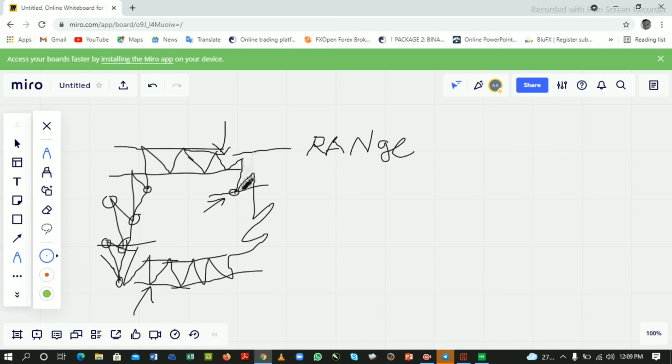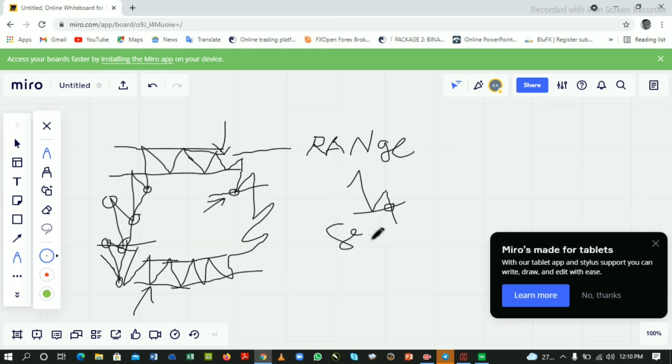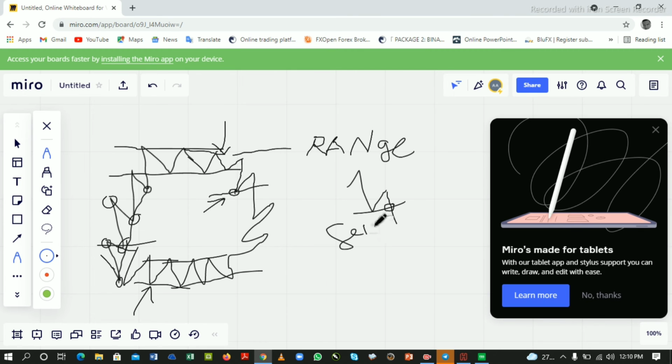Once the market breaks down, you wait. Once it confirms a lower low, once the market breaks down like this, it confirms the lower low, you wait. As it's coming down, this is your entry. Sell trade. This is a perfect entry. Okay?